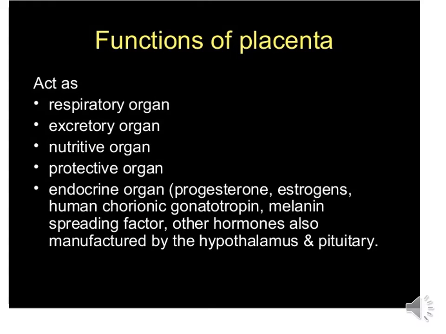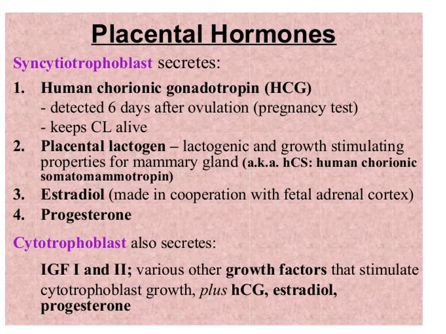The placenta acts as a respiratory, excretory, nutritive, protective, and endocrine organ. In addition to the placenta's role in transporting molecules between mother and fetus, it is a major endocrine organ. It turns out that the placenta synthesizes a huge and diverse number of hormones and cytokines that have major influence on ovarian, uterine, mammary, and fetal physiology.